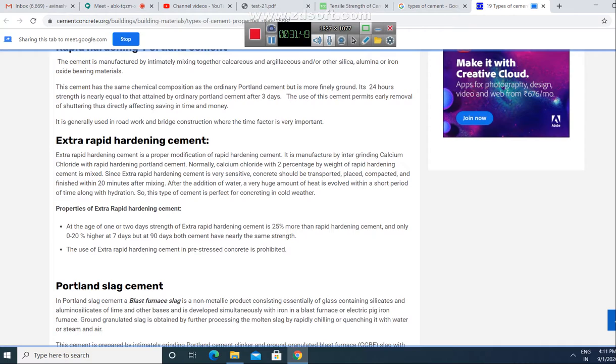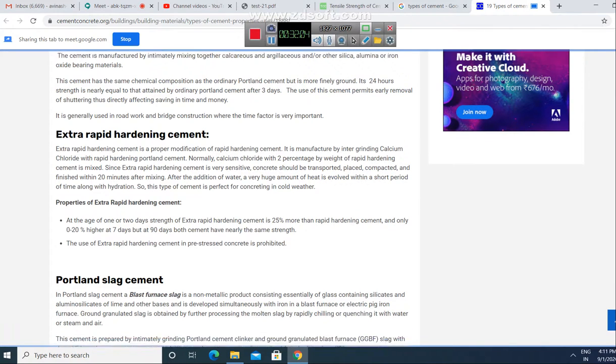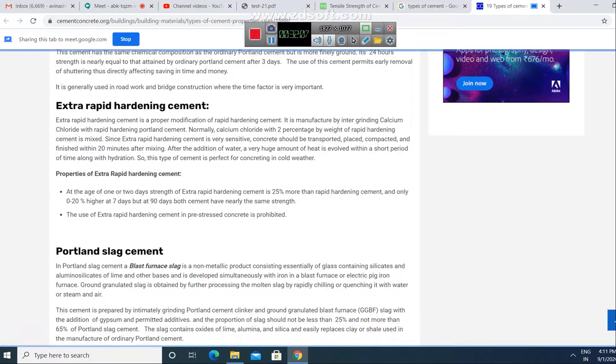Certain properties of extra rapid hardening cement: at the age of 1 or 2 days, the strength of extra rapid hardening cement is 25% more than the rapid hardening cement. So that is how the ability of this cement to harden is very high.